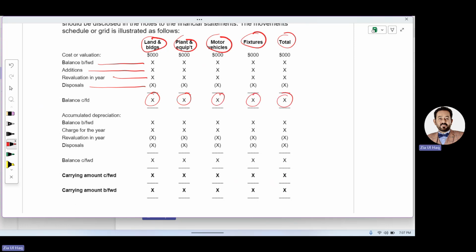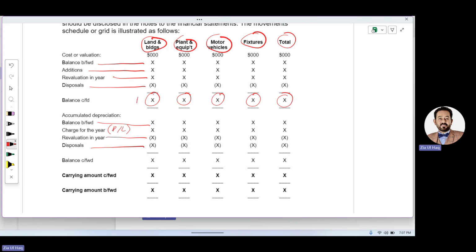Depreciation. Then you have to disclose the accumulated depreciation account opening balance, and the depreciation charge during the year, meaning the profit and loss account figure. At the time of revaluation, you are debiting accumulated depreciation. And at the time of disposal, you are debiting accumulated depreciation, meaning eliminating those.